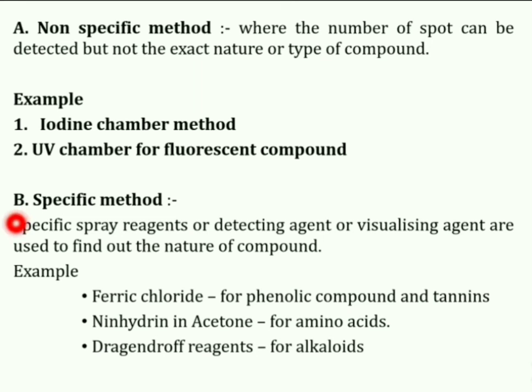Specific method. In a specific method, spray reagents or visualizing agents are used to find out the nature of the compound. For example, ferric chloride is used for phenolic compounds and tannins. Ninhydrin in acetone is used for amino acids. Dragendorff's reagent is used for alkaloids.